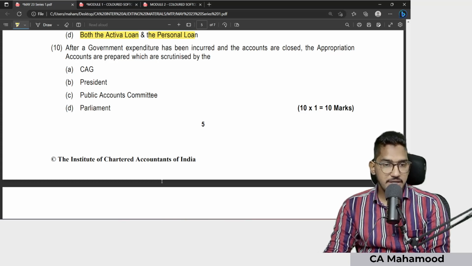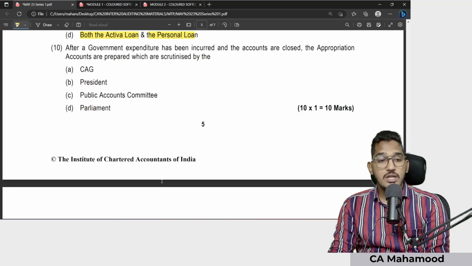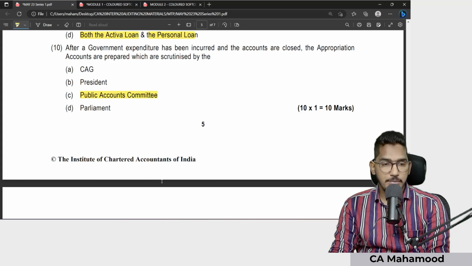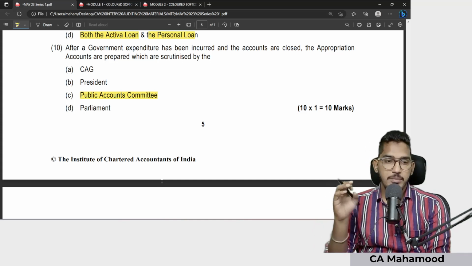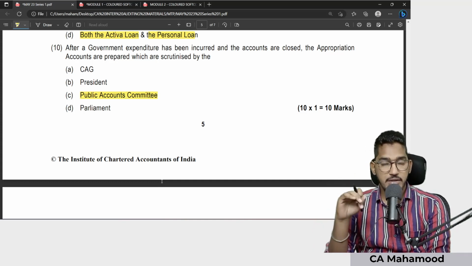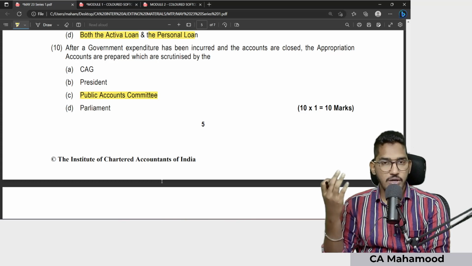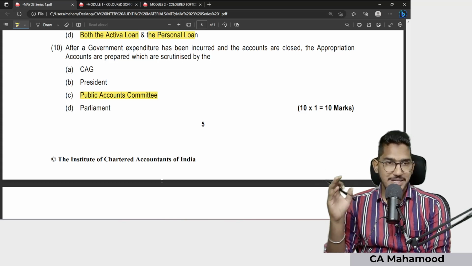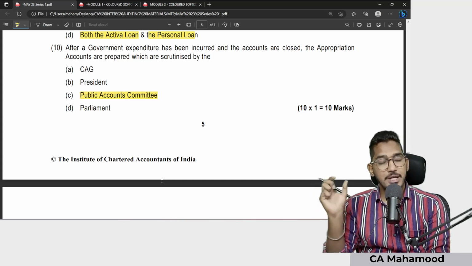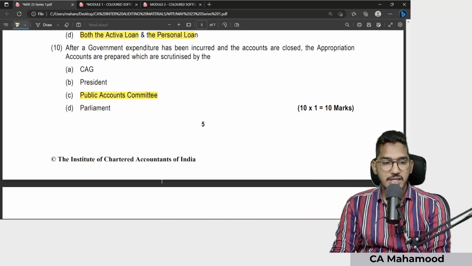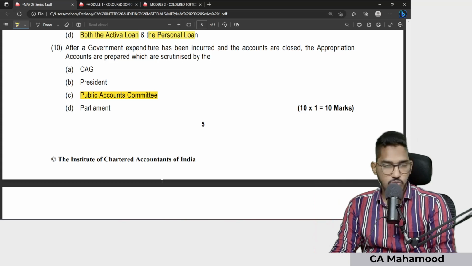After a government expenditure has been incurred and the accounts are closed, the appropriation accounts are prepared, which are scrutinized by whom? There will be a committee called Public Accounts Committee. Public Accounts Committee will scrutinize the accounts of the governments. See, preparation audit will be taken care by C&AG. C&AG will prepare it. After the C&AG has prepared and audited, those audited accounts by C&AG will be verified by a committee called Public Accounts Committee, PAC. So that Public Accounts Committee will scrutinize the accounts of the government. So option C will be the correct option.